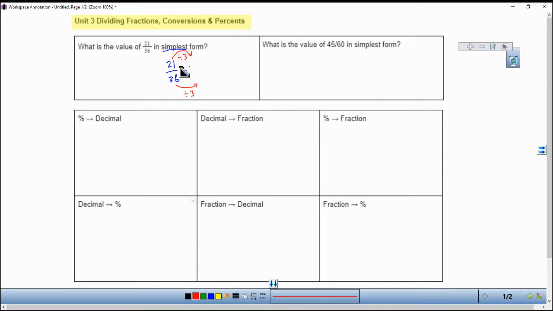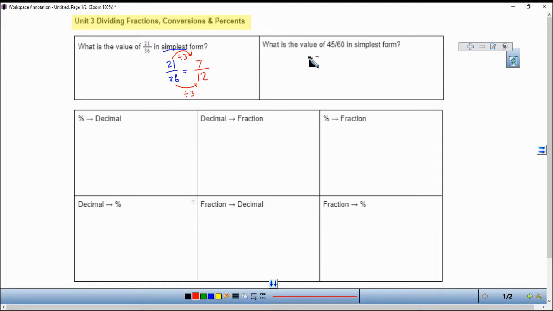Divide by 3. 21 divided by 3 is 7. 36 divided by 3 is 12. At this point, you can't divide it anymore because 7 and 12 don't have any common factors, and that's all we can do. That's as simple as we can get.